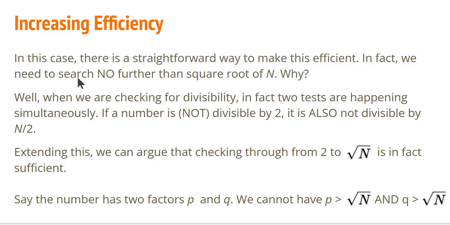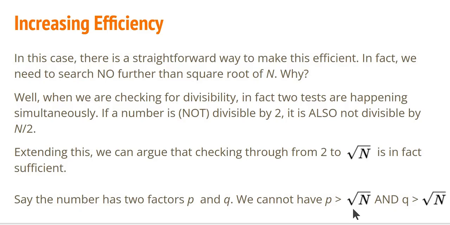Well, think about it. When I find that a number is divisible by 2, or not divisible by 2, I'm also finding out that the number is divisible by, or not divisible by, n by 2, because it's 2 times n by 2, which is n. Now, if I were to extend this argument, let's say there are two factors, p and q. Both obviously are smaller than the number, and we cannot have both being more than square root of n, because if that were the case, p times q would become more than n. So that is not possible.